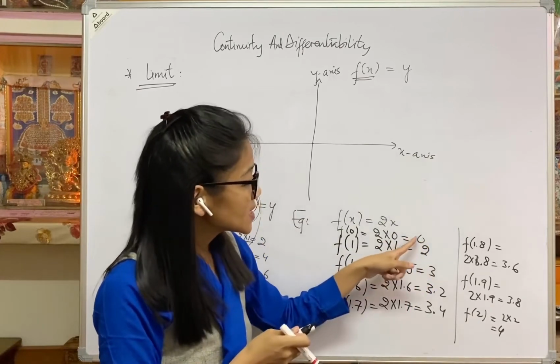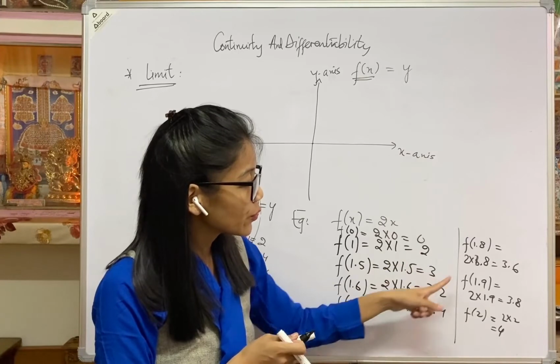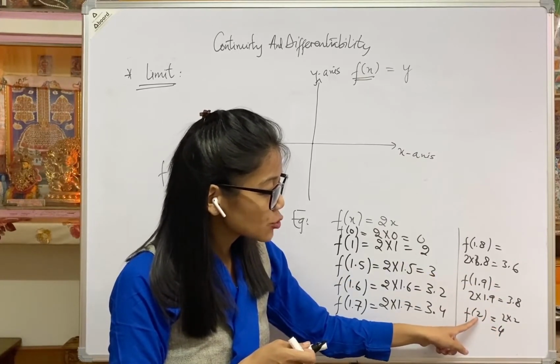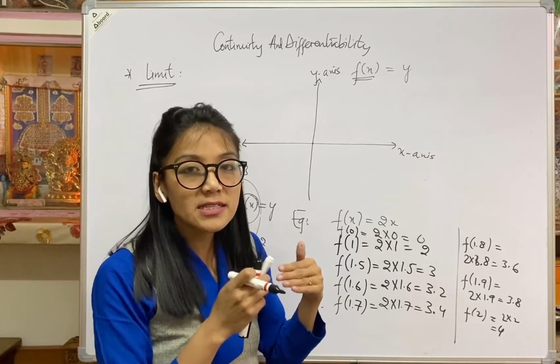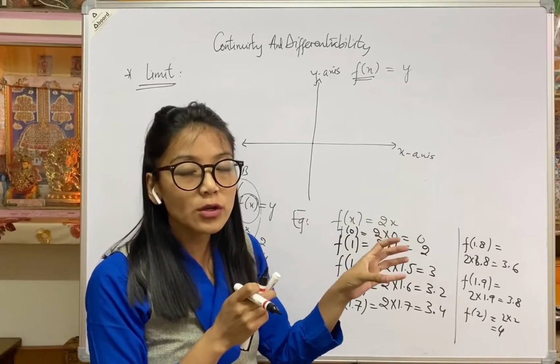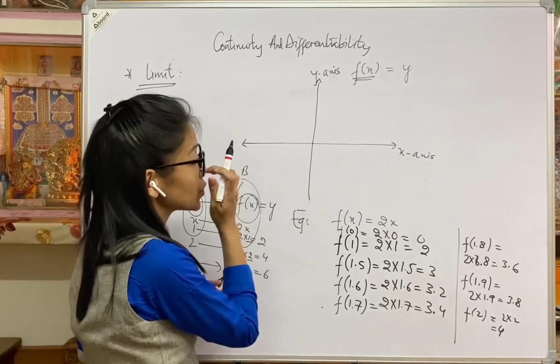You can see first it was 0, then 2, then 3, 3.2, 3.4, 3.6, 3.8. At most, when x is 2, it is equal to 4, which means as x is moving closer and closer to 2, your f of x is moving closer and closer to 4, right? So first you understand this. So I'll try to show you here.